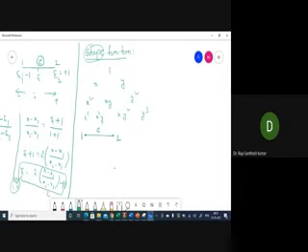1, x, y, x square, xy, y square, x cube, x square y, x y square, and y cube. Do you know this triangle? What is this called? Does anyone know? Pascal's triangle. Yes, it is the Pascal triangle, right? Now, I'm going to find the shape function.